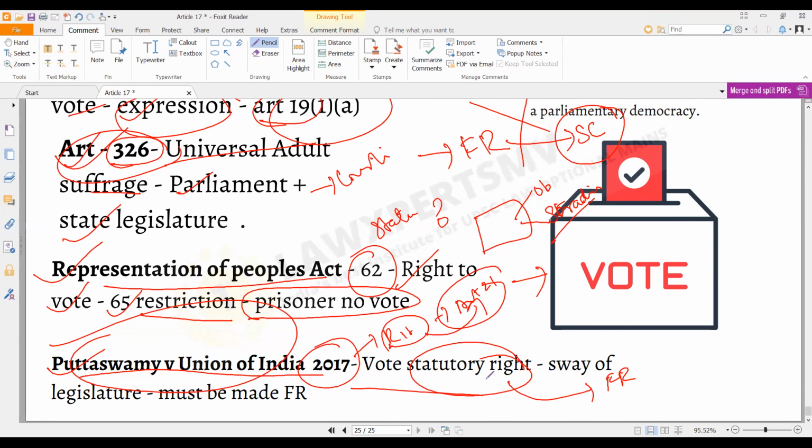Right. Because there are a lot of law students and non-law students, that's why I start from the basics. Okay, any doubts, you can let me know.